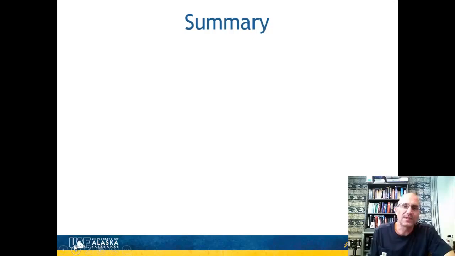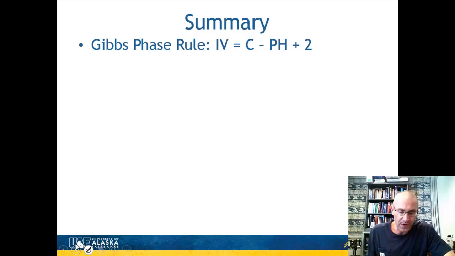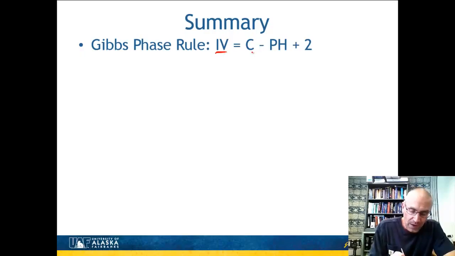All right, so I want to summarize some of this so you understand what we were doing. We talked about a lot of qualitative things in this video. First, I want to mention the Gibbs phase rule, and you'll see this again. We've actually seen this; this is where the state postulate comes from. Let me explain what this is. The number of independent variables that describe a system is the number of components minus the number of phases plus 2.